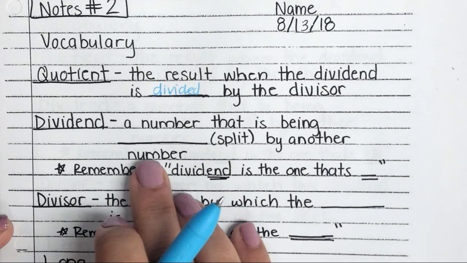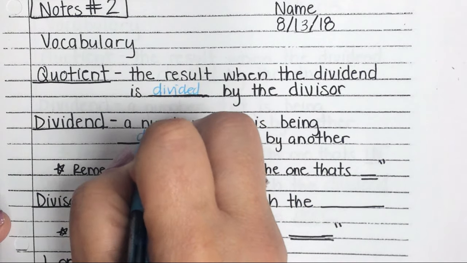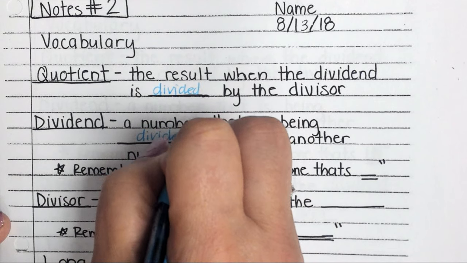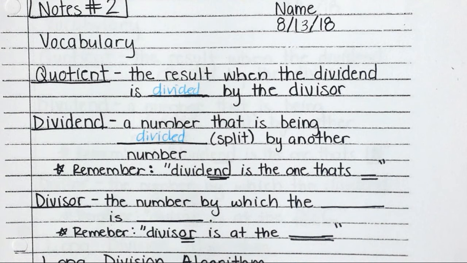All right, our dividend, a number that is being divided or split up by another number. Your dividend would be like your larger number, your whole part that you're splitting into smaller groups. If we had a group of 50 jelly beans and we're splitting them between 5 friends, okay, so your dividend is the 50 that's being divided up.